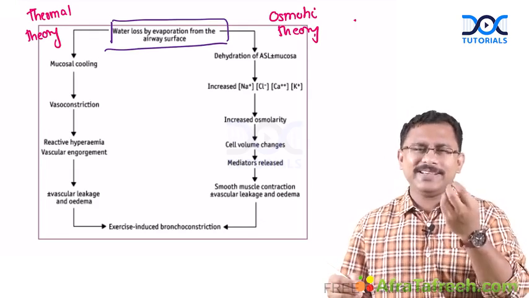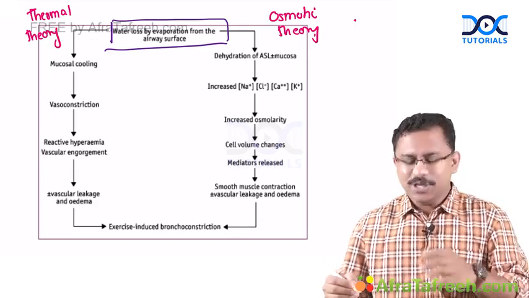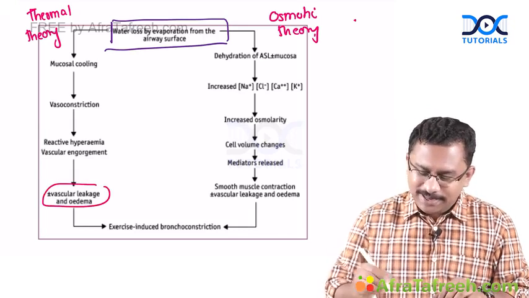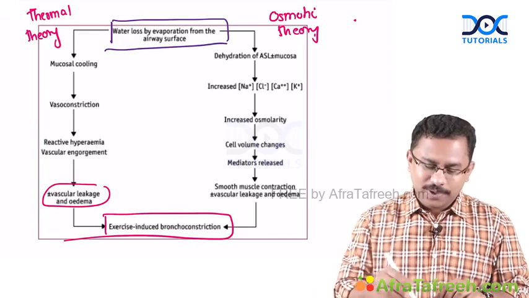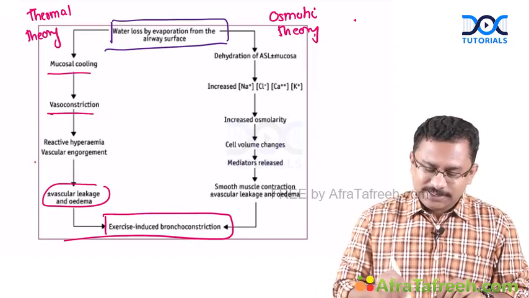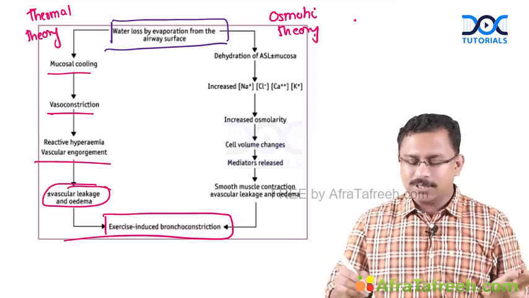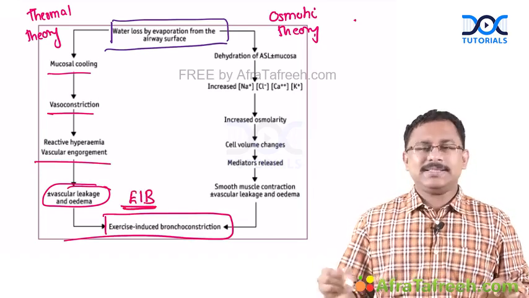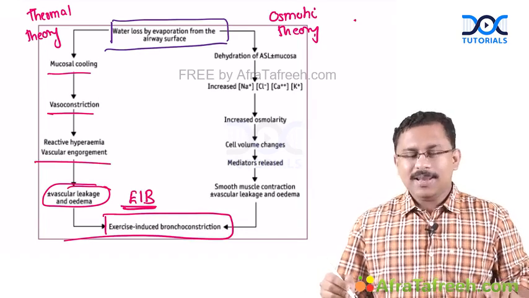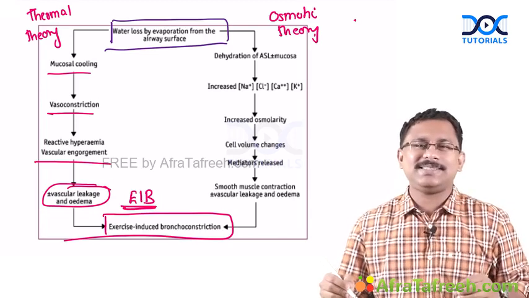Subsequently, there occurs vasoconstriction, reactive hyperemia, and subsequently there is vascular leakage and exercise-induced bronchoconstriction. Okay, mucosal cooling, vasoconstriction, reactive hyperemia, vascular leakage, and exercise-induced bronchoconstriction. You abbreviate it as EIB. Now, this water loss will also contribute to certain osmotic changes.